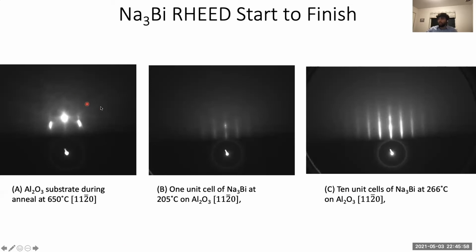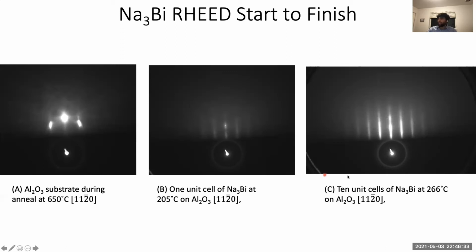And then moving on to image B, this is when we actually start growing sodium bismuth, and this is of 1 unit cell of sodium bismuth at 205 degrees Celsius along the same direction. And this first unit cell is often coined the seed layer, and it is the most important unit cell for growth since it acts sort of as the blueprint for the rest of the unit cells to follow. If the seed layer is bad, it is difficult to end up growing good sodium bismuth.